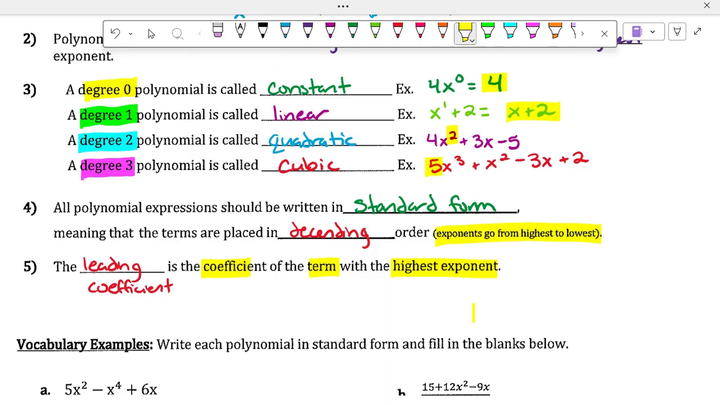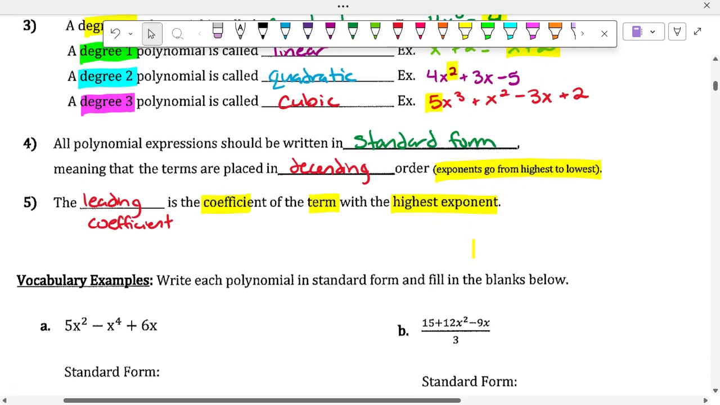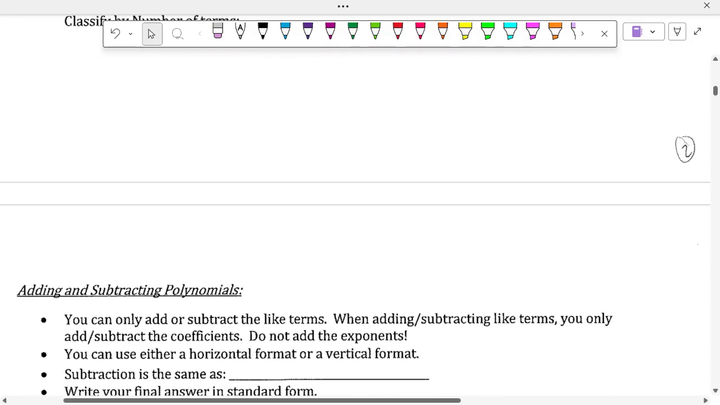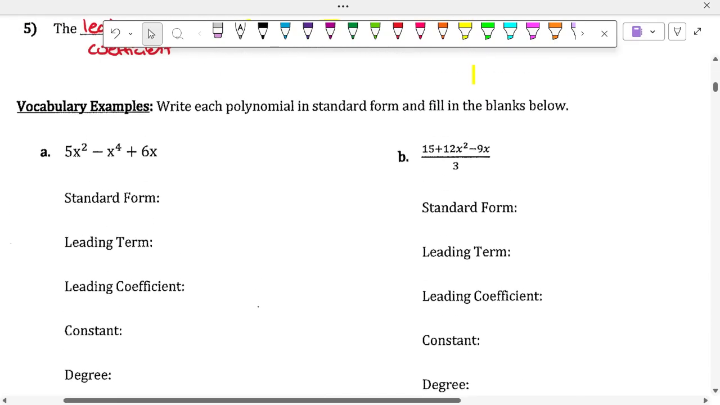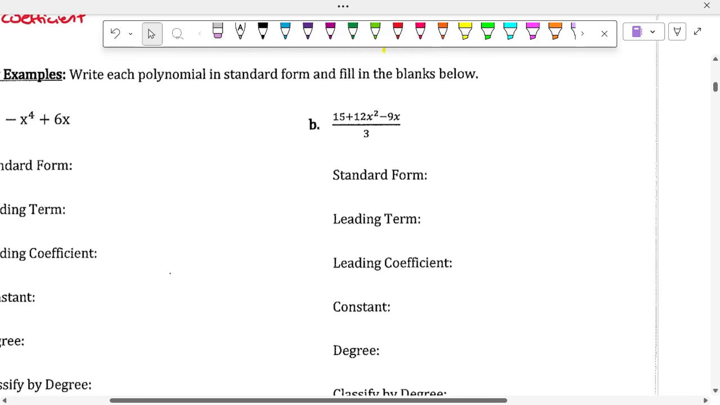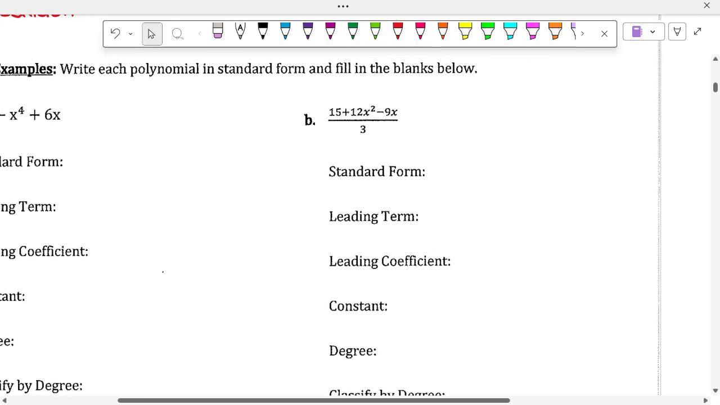All right. What about here? What will be my leading coefficient? 4. It's the coefficient connected to the variable with the highest exponent. All right, so we're just going to do one of these together. So let's do letter B. So first off, how would I put this in standard form? It is technically a polynomial.